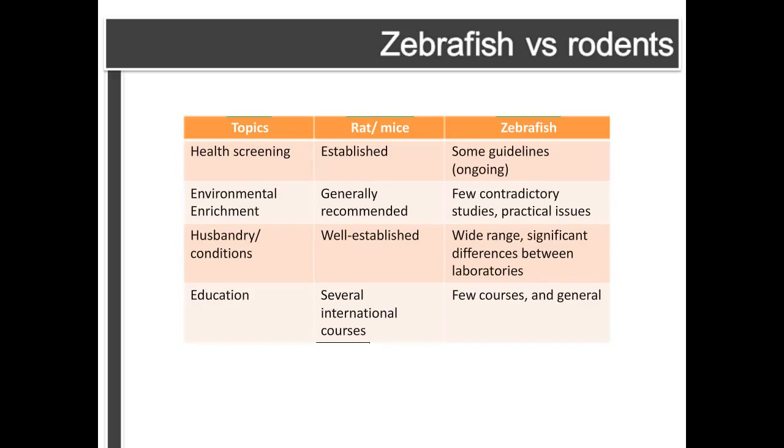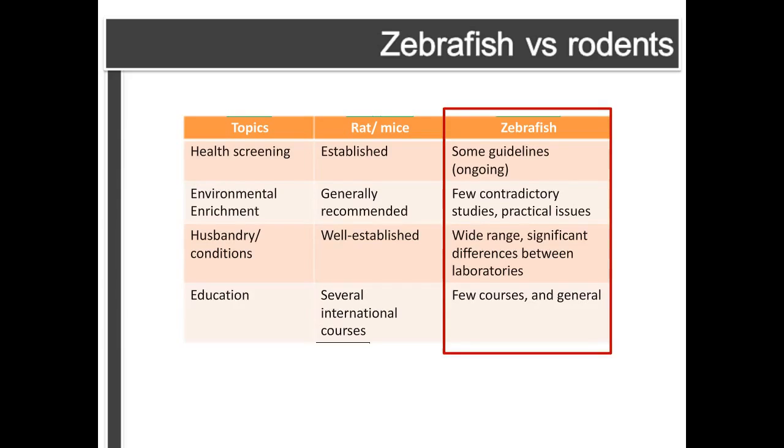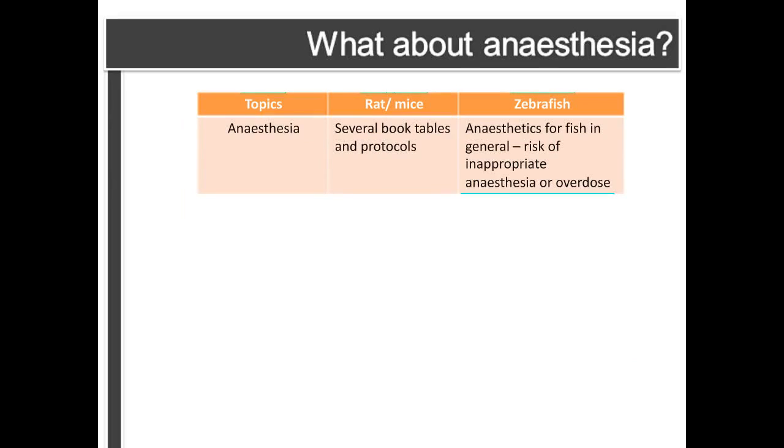For rodents, you can find lots of international courses in laboratory animal science. But for fish, you can see some courses for aquatic animals. But for zebrafish in particular, you have just a few courses. So I think that we really need to increase the research in laboratory animal science.